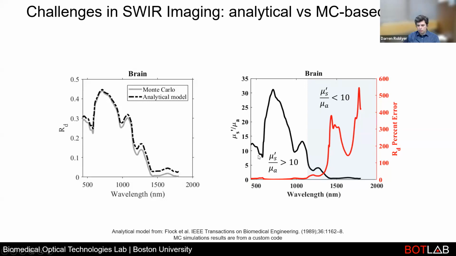Looked at in a different way, the black line here is showing the ratio of mu s prime over mu a. And once that dips below 10, which is the assumption for the diffusion approximation, the diffuse reflectance error, the difference between Monte Carlo and the analytical model, gets a lot higher. So all this to say that when imaging in the shortwave infrared, it's much better to use a Monte Carlo based model than an analytical model. And this leads to more computational costs, but fortunately there's a lot of actually open software solutions for doing Monte Carlo based simulations these days.